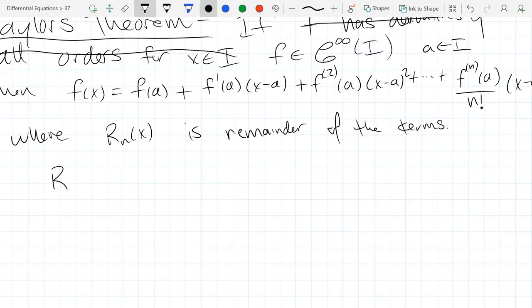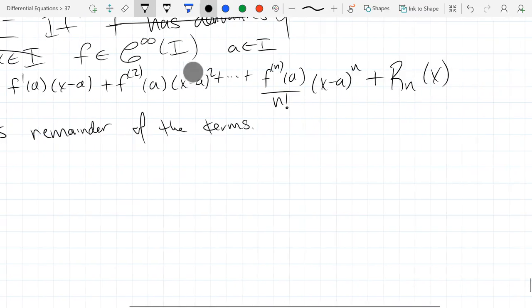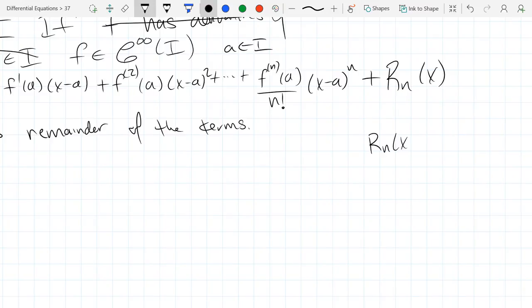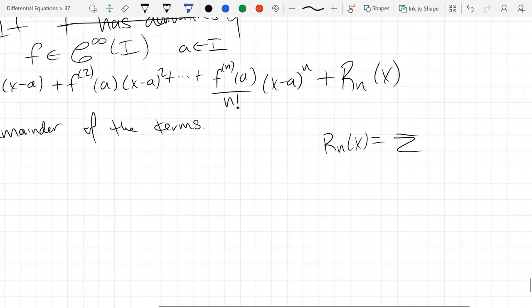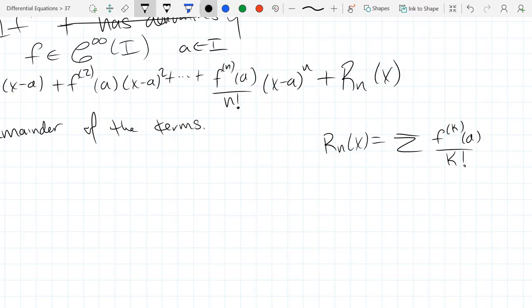You could, of course, write, I'll write this off to the side, I can explicitly write Rn of x. It's not hard to do. It'll be the sum of f to the k-th derivative of a over k factorial, times x minus a to the k. What k value do we start at? We will start at n plus 1, because that would be the one right after where we left off. But again, that's defined in an infinite way, so that's not terribly helpful to actually compute. It's good for theory, not helpful for computing. So we still have the exact same problem we had before.